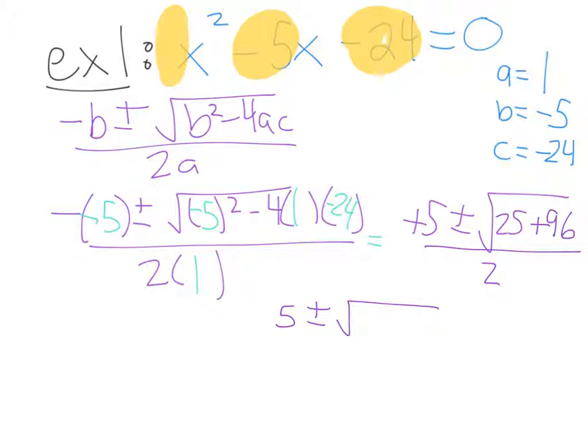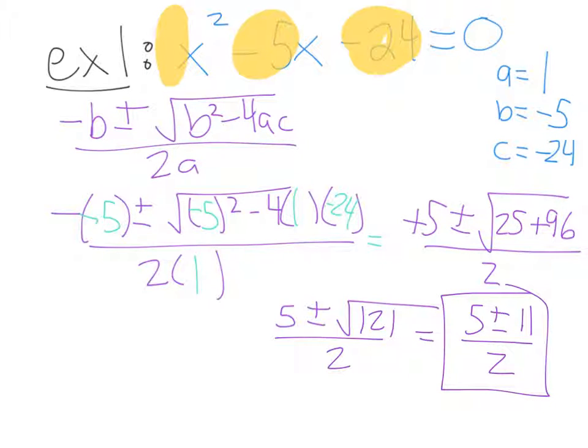96 plus 25 gives me 121 divided by 2. Let's keep going. We're almost done. 5 plus or minus the square root of 121 means what number times itself is 121? That's 11 divided by 2. So I kind of have this funky answer here. I have this plus or minus going on, and I'm not quite finished yet.